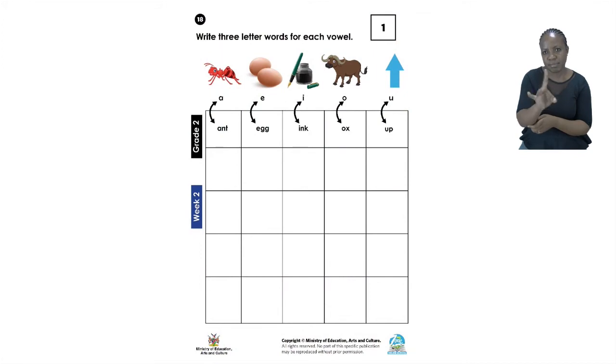On the next page, on page 18, we can see that they have said we must write 3-letter words for each of the vowels. Now, what are vowels, you may ask? Well, I can remind you. Let's take a look at the board.